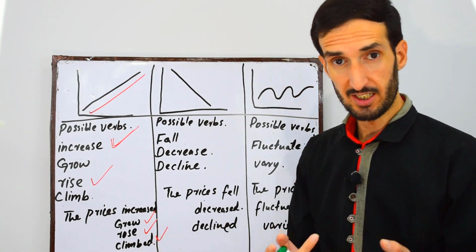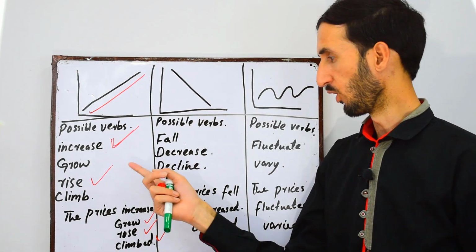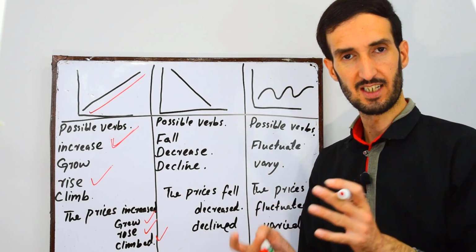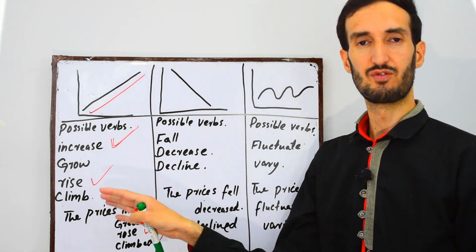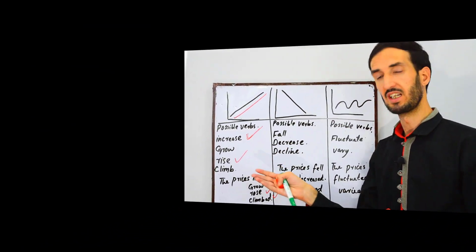If you have to use many times, first use increase, next time grow, next time rise. Don't use the same word over and over again. Use once, next time a new word. So learn these 4 words when the line goes up. You can use these words.